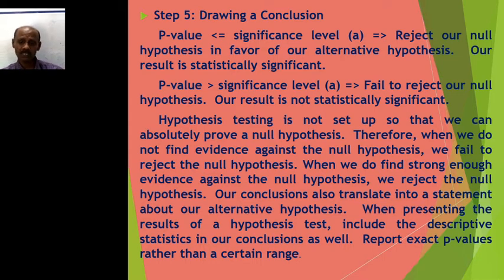Next, hypothesis testing is not set up so that we can absolutely prove a null hypothesis. Therefore, when we do not find evidence against the null hypothesis, we fail to reject the null hypothesis. When we find strong enough evidence against the null hypothesis, we reject the null hypothesis. Our conclusions also translate into a statement about our alternate hypothesis. When presenting the results of a hypothesis test, include the descriptive statistics in our conclusions as well. Reporting exact p-values rather than a certain range is essential.